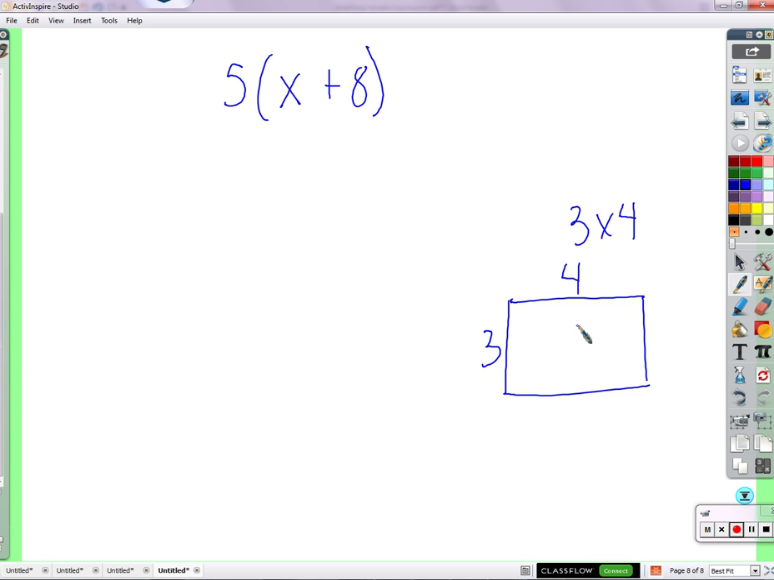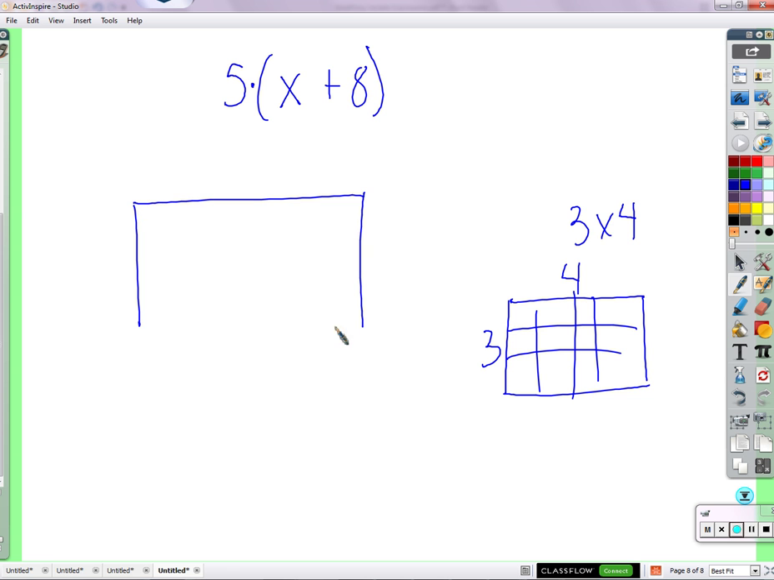What are there 12 of inside that rectangle? 12 squares fit in this. The area of a rectangle can show me multiplication. Okay, we're looking at the multiplication of 5 by x plus 8. So let's make a rectangle. Instead of 3 by 4, it'll be 5 by x plus 8.